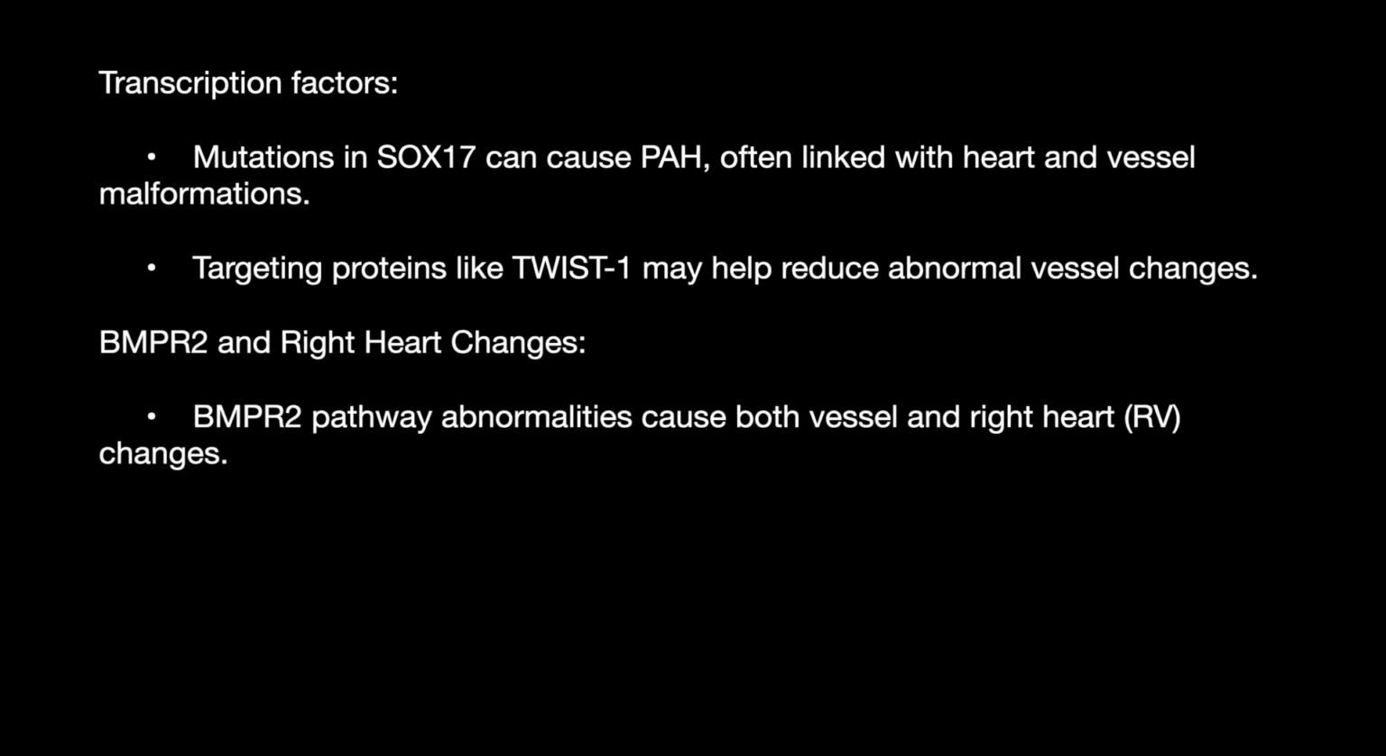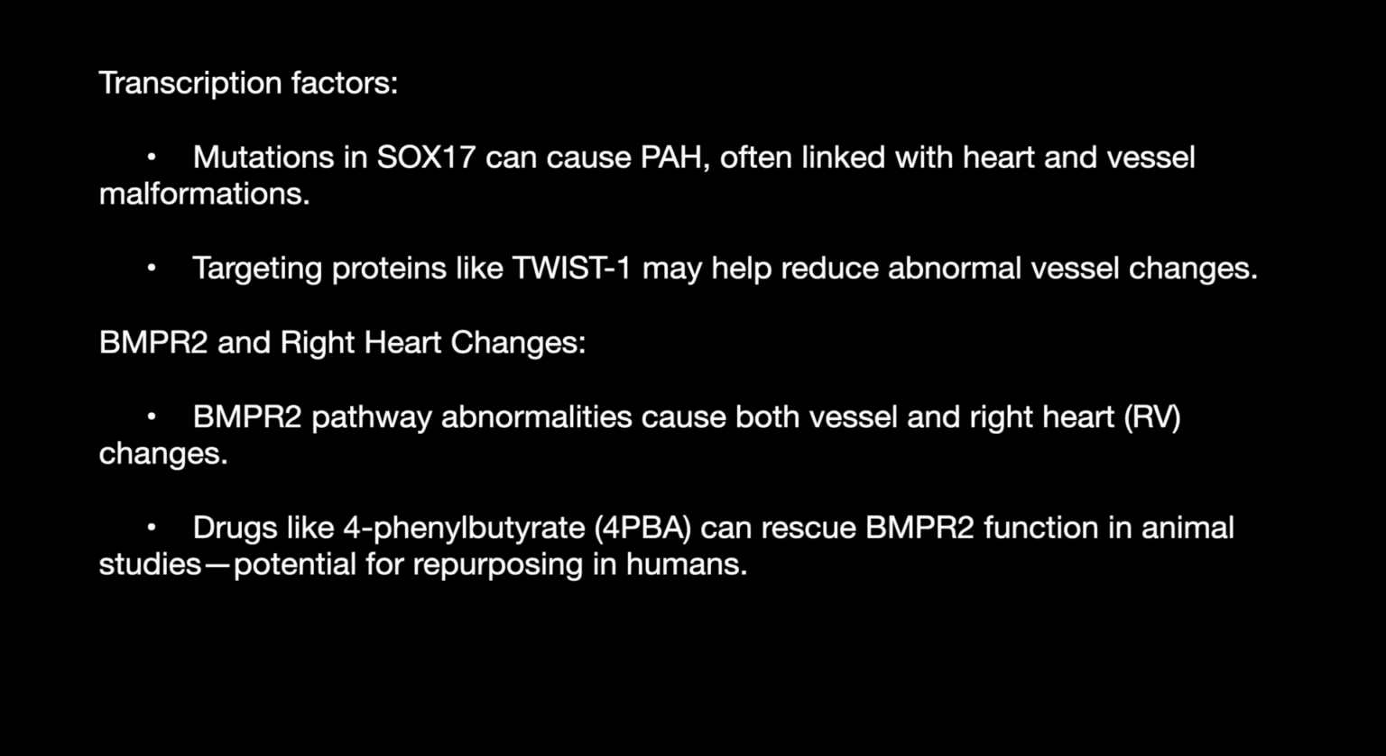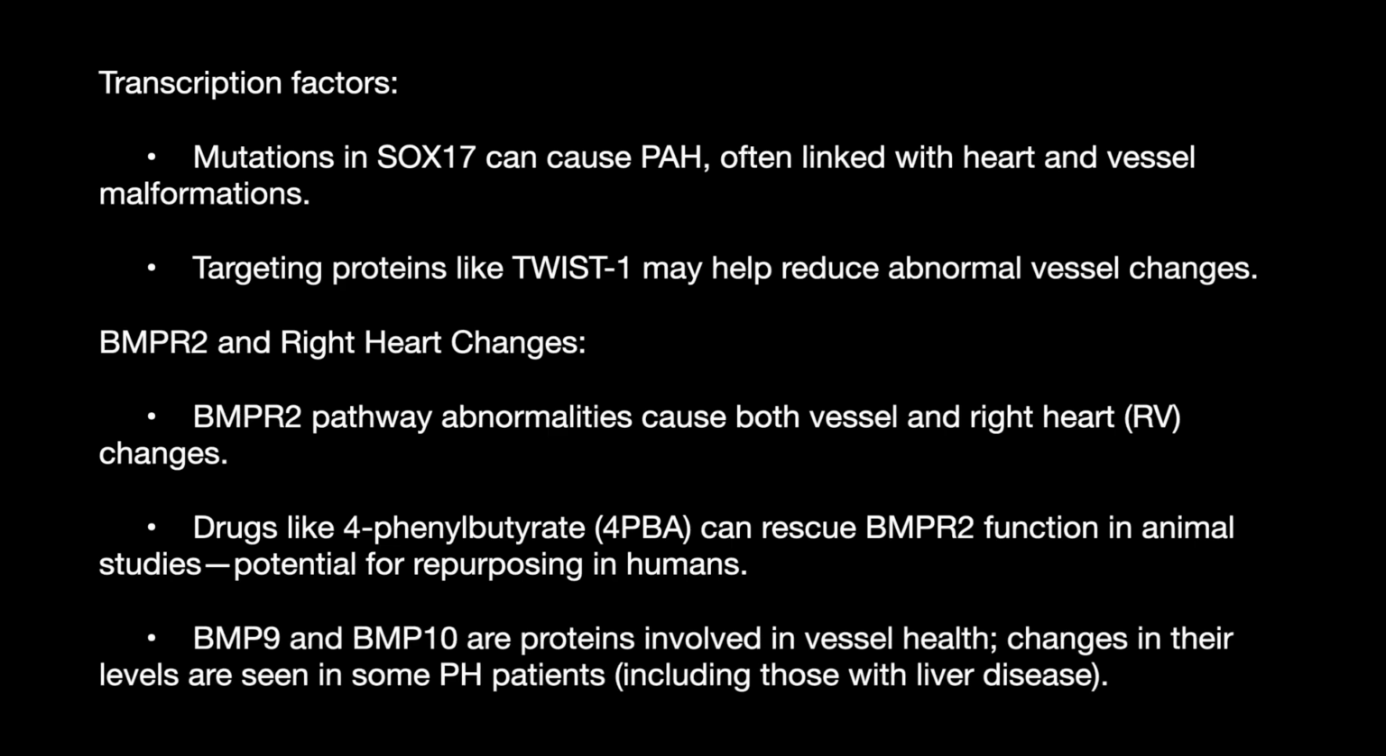Regarding the BMPR2 and the right heart changes, the BMPR2 pathway abnormalities cause both vessel as well as right ventricular change. Drugs like 4-phenylbutyrate can rescue the BMPR2 function in animal studies. So there is a potential to repurpose these drugs for use in humans. BMP9 and BMP10 are proteins which are involved in vessel health. Changes in their levels are seen in some pulmonary hypertension patients, including those who have liver disease.